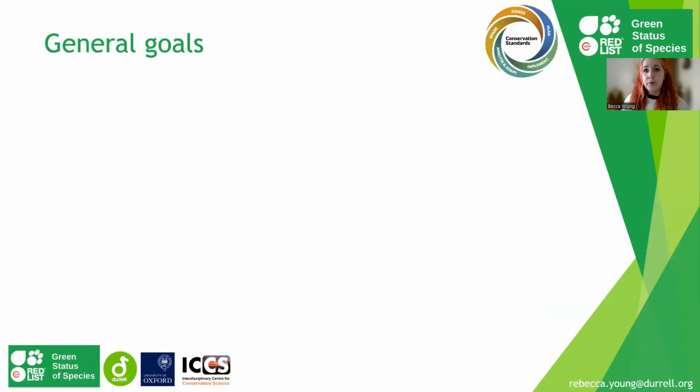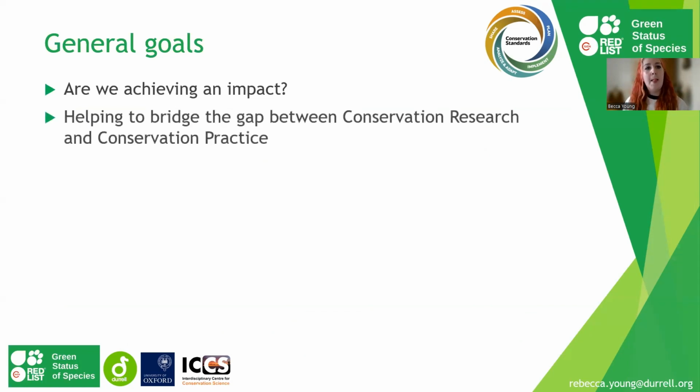So first of all, thinking about these general goals. Both the Green Status, the work that I've been doing on establishing a program level Green Status of Species assessment, and the conservation standards are both wanting to understand, are we achieving impact? So is the conservation that we're doing actually having an effect? And both of these frameworks help to bridge the gap between conservation research and conservation in practice.